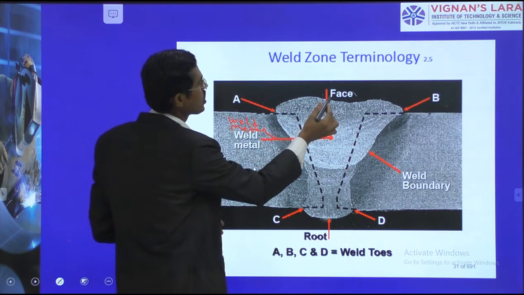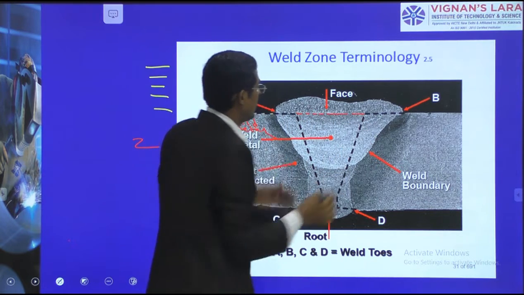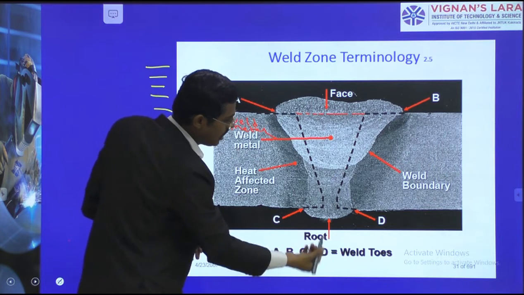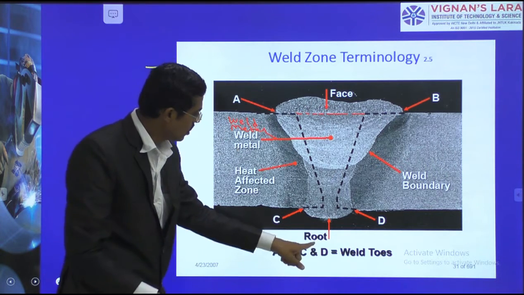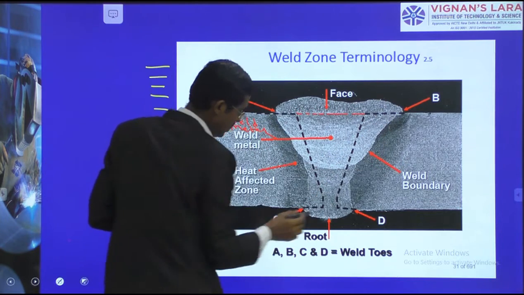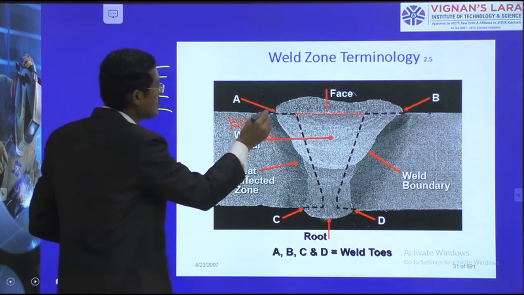Outside, see this, we know this. So this top zone is called the face. Here our actual welding, the above content, we call it the face zone, and similarly we call the bottom zone the root zone. And all these corners, A, B, C and D, we are naming as weld toe points.